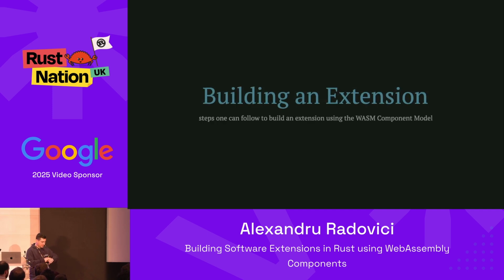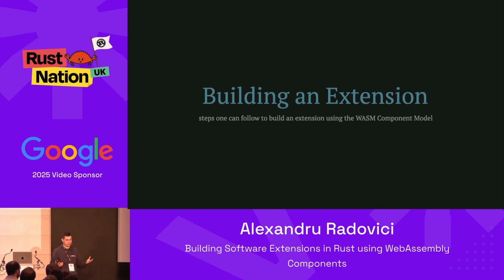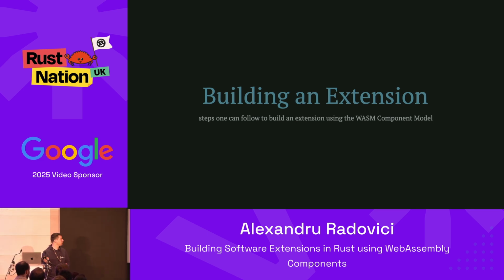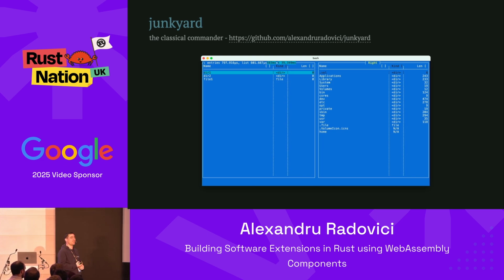So this gets me to my example. How do we build an extension? This will be a really, really quick tutorial, and I'm going to try to explain my experience in building this. If you remember the classical commander, I just called it junkyard. It's old.